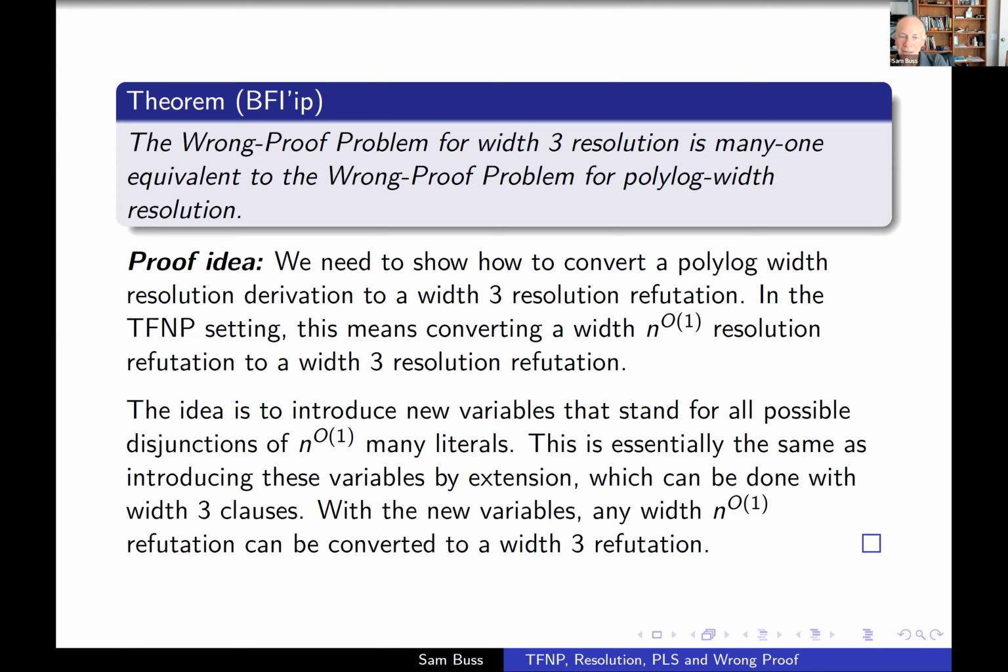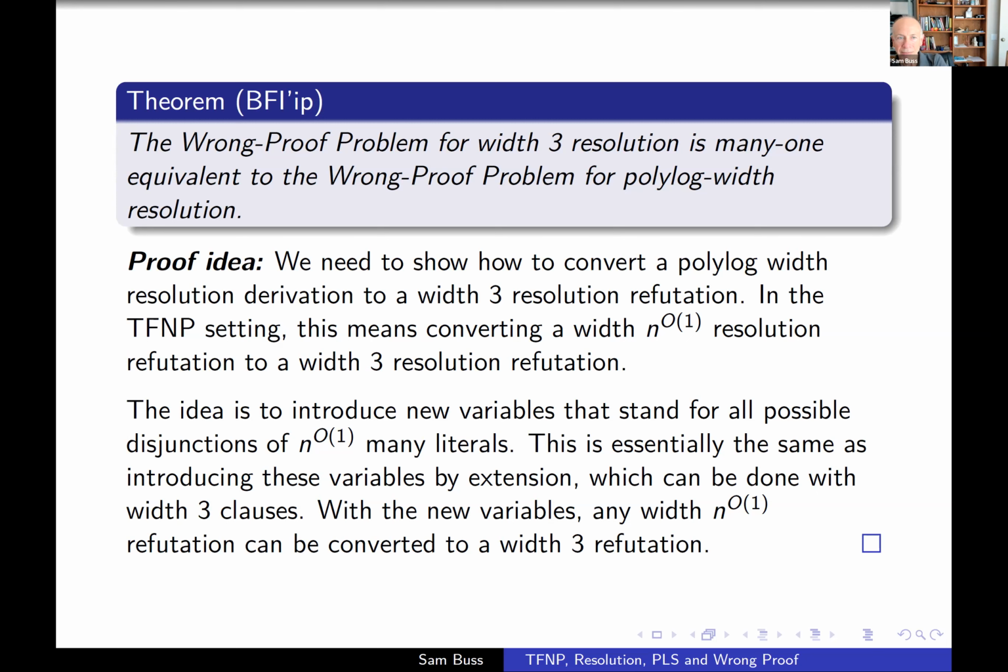And the idea is we introduce new extension variables for all possible disjunctions of n^O(1) many literals. There's exponentially many of them, but we have an exponentially big proof space available, so we can just do that. Then we introduce all these variables by extension, which can be done with width 3 clauses, and then we can reduce the width n^O(1) clauses to width 3.